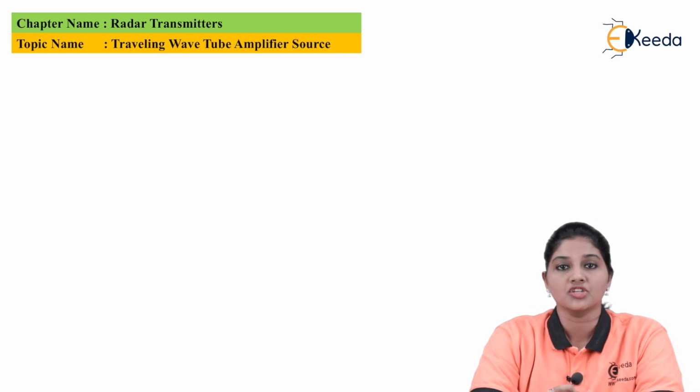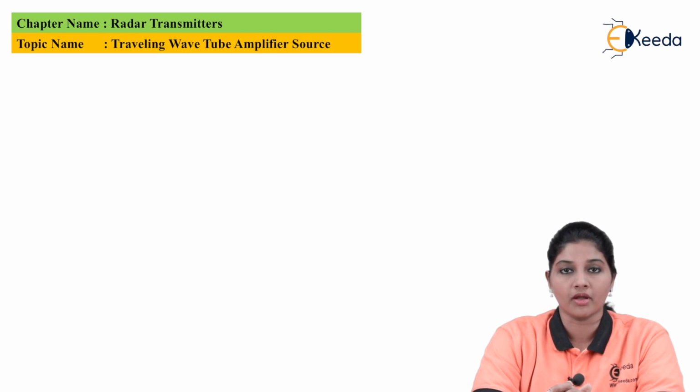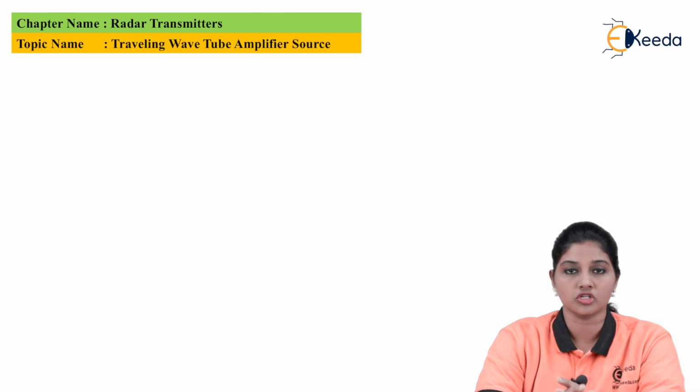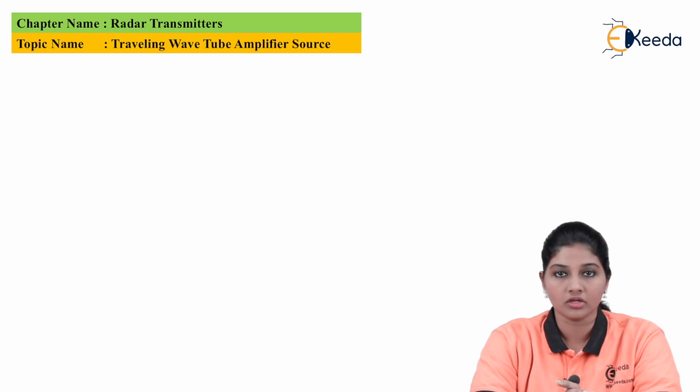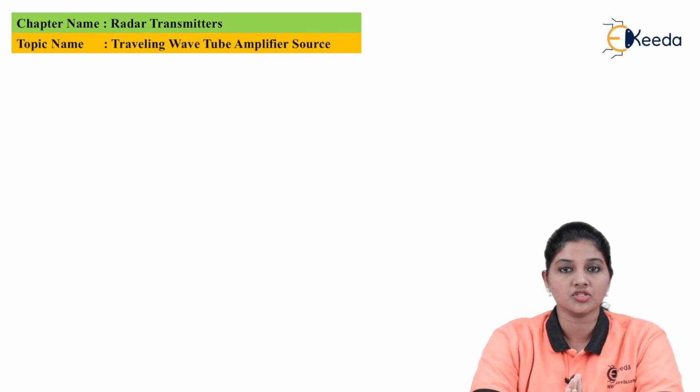Radar basically stands for radio detection and ranging equipment, and it is used for detecting and tracking the location of the object or location of the target. So for this purpose we are required to provide power to the radar. The function of the transmitter is to transmit the signal towards the target.